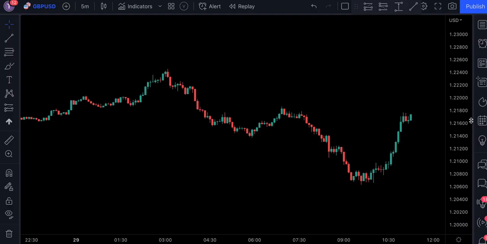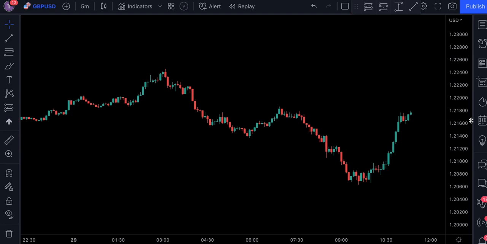Alright, we're currently looking at the price of GBP USD on a 5-minute time frame, and this strategy consists of only one indicator, which is called the Relative Strength Index.